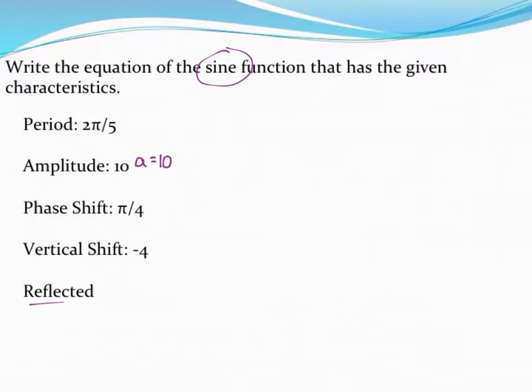Also, what I can see is this graph has been reflected. That's going to tell me the a value is not only 10, but that the a value is negative. A negative a value is what reflects the graph upside down.